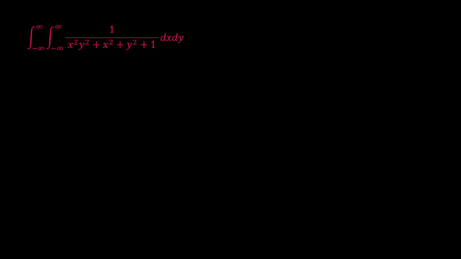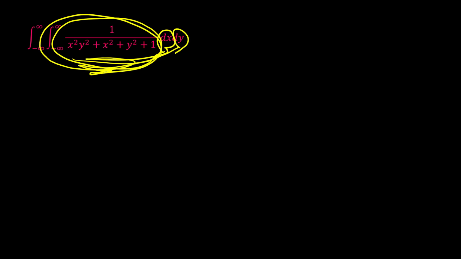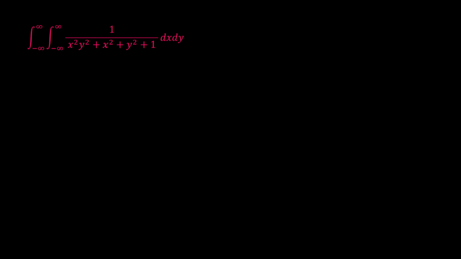Now look at this example. The integral from -infinity to infinity, integral from -infinity to infinity of the function 1 over x squared y squared plus x squared plus y squared plus 1 dx dy. This is completely clear that we have an improper integral here, because we have infinity in the lower limit and upper limit of the integral. For finding this integral, first we have to integrate this with respect to x. Then we have to integrate the answer of that with respect to y from -infinity to infinity.